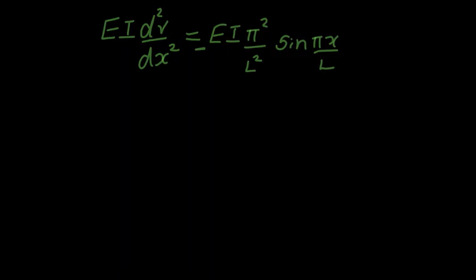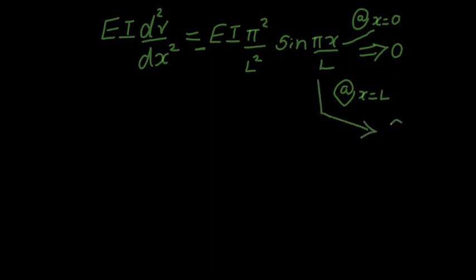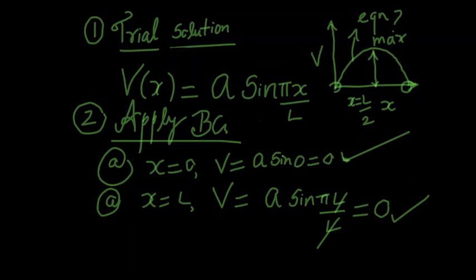What happens when you put x as 0 in this equation? So when you put x as 0 in this equation, this term is going to give you the value as 0. What happens when you put x is equal to L? When you put x is equal to L, again it becomes sine 180 degree. So again this term is going to become 0. So the value of bending moment at the left extreme end is going to become 0. The value of bending moment at the right extreme end is going to be 0. So you see that the boundary conditions are readily satisfied.